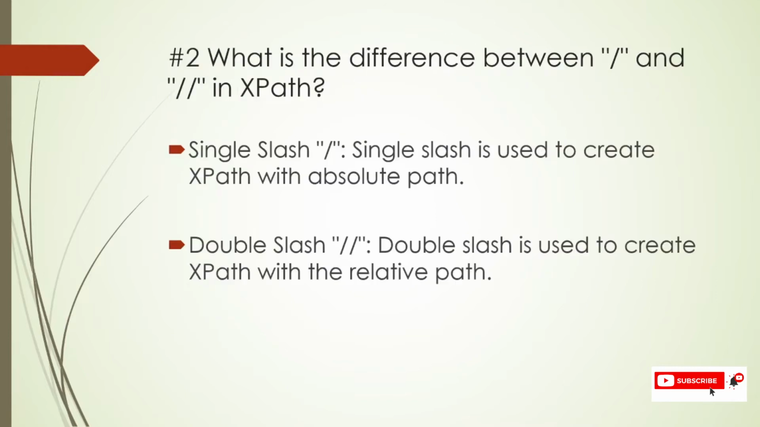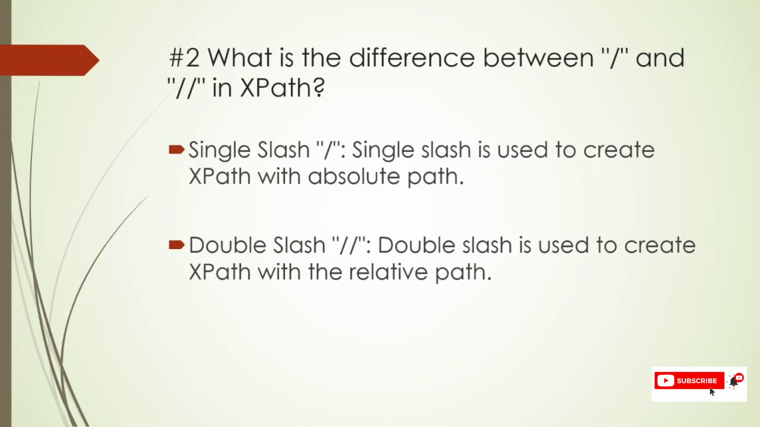We'll move on to the next question. So what is the difference between single forward slash and double forward slash in the XPath? So single forward slash refers to absolute path, double forward slashes refers to relative XPath. So single forward slash is the absolute path which comes from the starting of the HTML node, whereas double forward slash is a relative path where we can create XPath in between of the HTML DOM. So no need to bother about coming from the starting of the node, which is a very good one to use in the web automation.